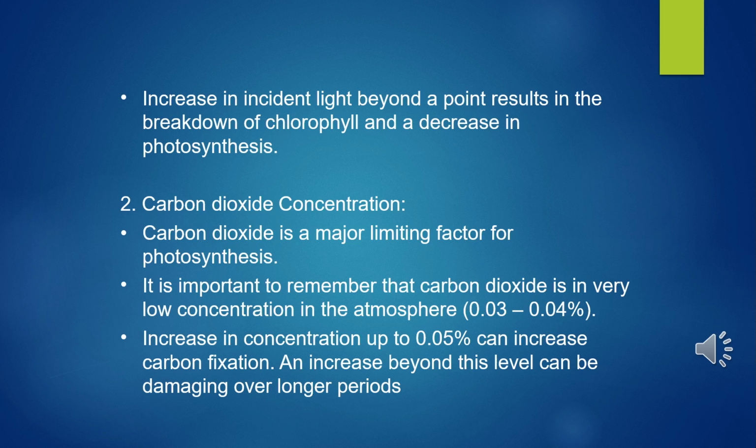Next factor is carbon dioxide concentration. Carbon dioxide is a major limiting factor for photosynthesis. It is important to remember that carbon dioxide is in very low concentration in the atmosphere, that is, 0.03 to 0.04%. Increase in concentration up to 0.05% can increase carbon fixation, and increase beyond this level can be damaging over longer periods. So you have studied about C3 plants and C4 plants. C4 plants have more carbon dioxide within them, so they can survive in a stressful environment.